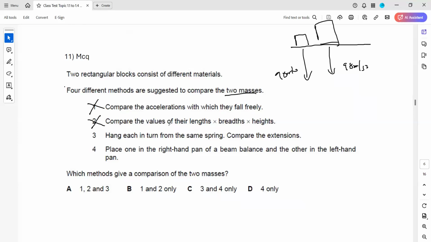Hang each in turn from the same string and compare the extension. That is also one way. The one which produces a large extension means that will be heavier, and the one which produces a smaller extension will be lighter. Place one in the right hand pan of a beam balance and one on the left. We can also use a beam balance, and we place one on the right, another one on the left.